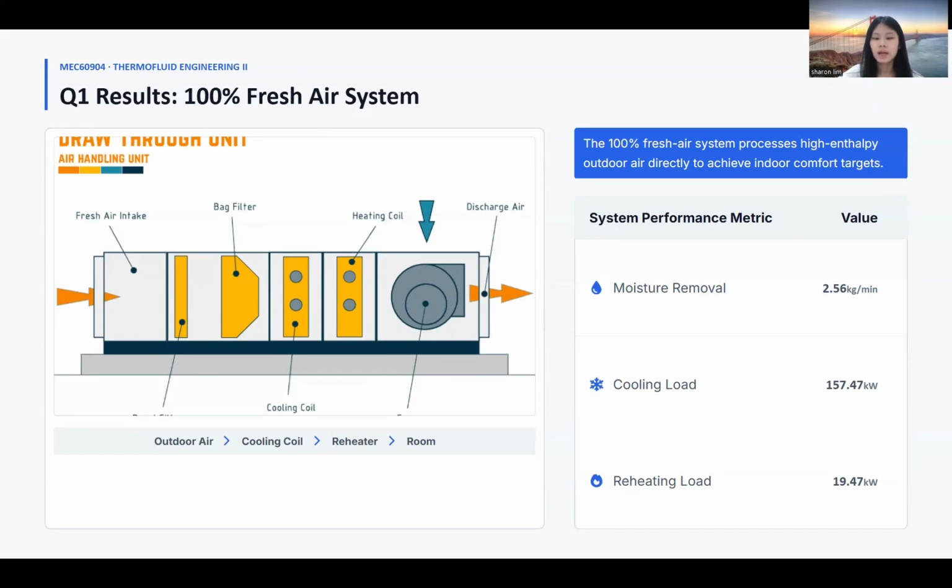This relatively large cooling load is expected because untreated outdoor air contains a large amount of heat and moisture. And after cooling, the air is reheated to the required supply temperature. The reheating load is 19.47 kilowatts. Compared with the cooling load, the reheating load is relatively small. Therefore, most of the energy consumed by the system is associated with cooling and dehumidification rather than reheating.